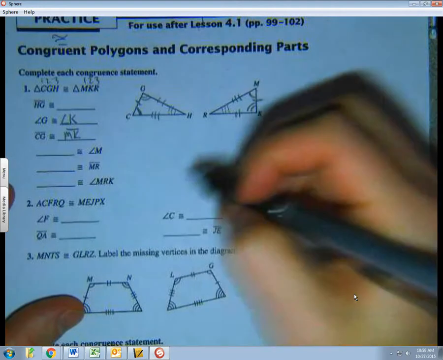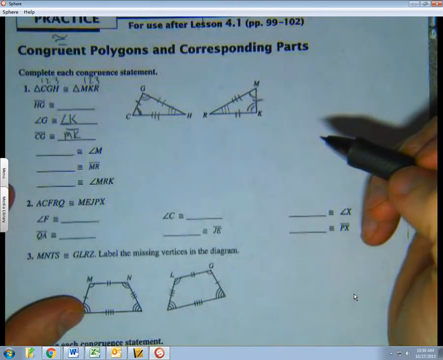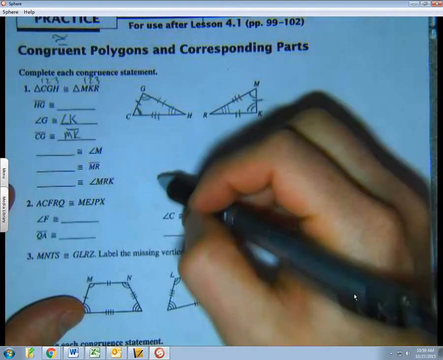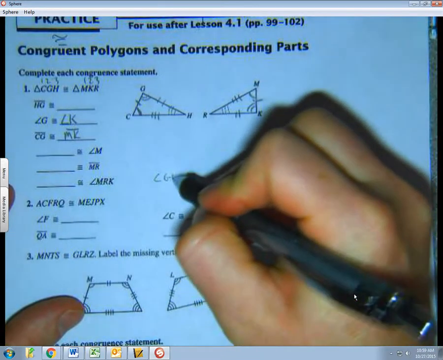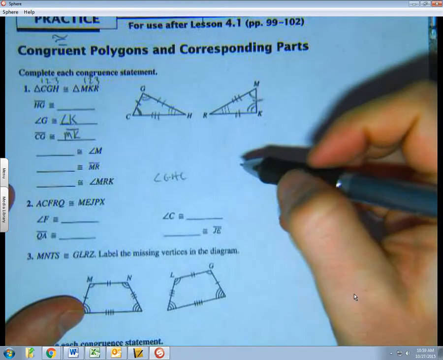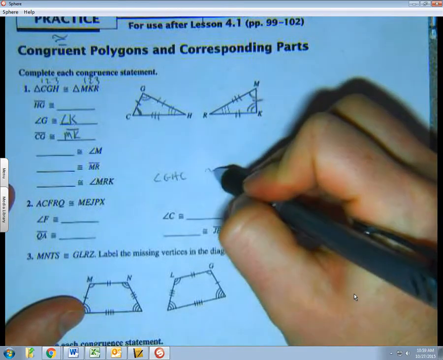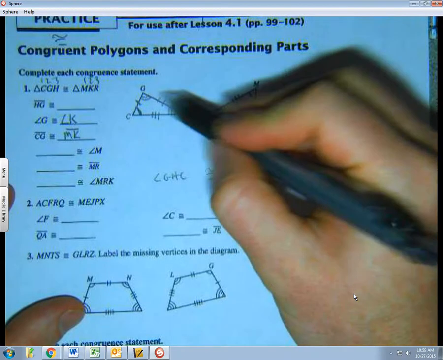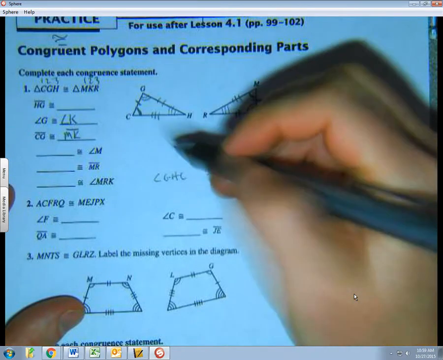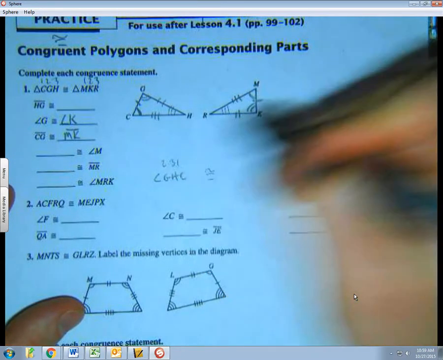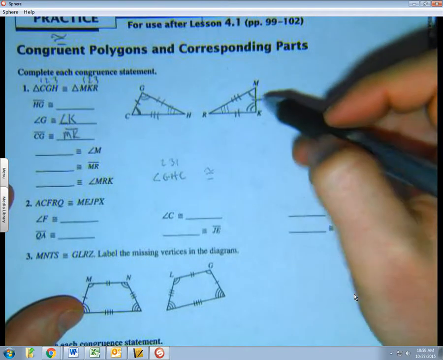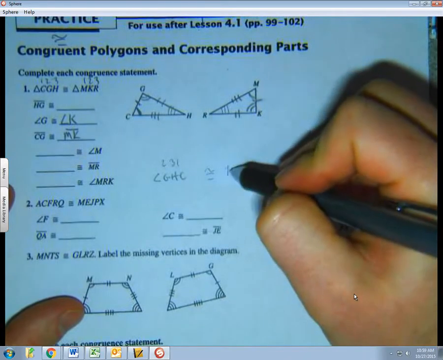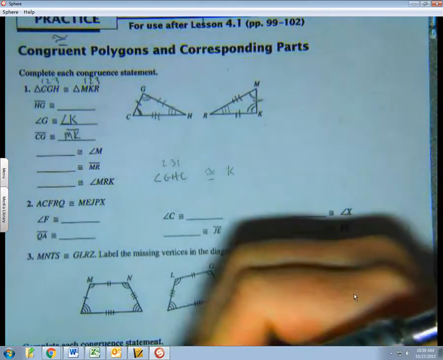Let me do another one. Let's do GHC. So a couple different. GHC is the same as. So I go 2, 3, 1, and I'm talking about these now. So 2 is the K. The 3 is the R, and the 1 is the M.